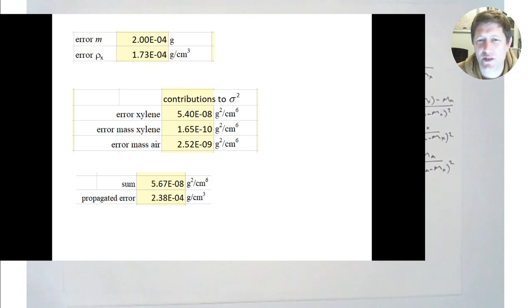Okay, so what we can see is that we've now got a propagated error in the density. Fantastic, that's what we wanted. That's very valuable. But actually you can see that most of it's coming from one source here. This is the sum of the 3 data points, 5.67 times 10 to the minus 8. It's only slightly larger than this one here, 5.4 times 10 to the minus 8. So what we see is that the xylene density uncertainty is dominating the overall uncertainty.